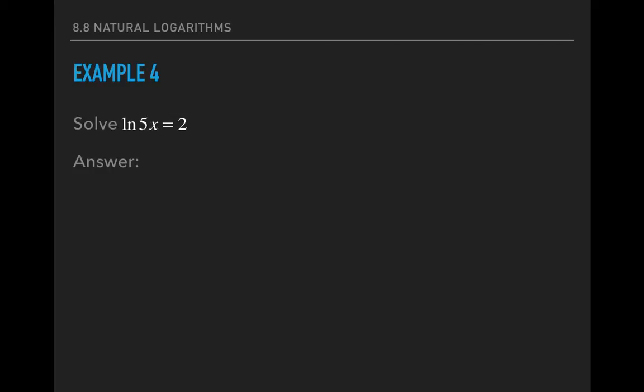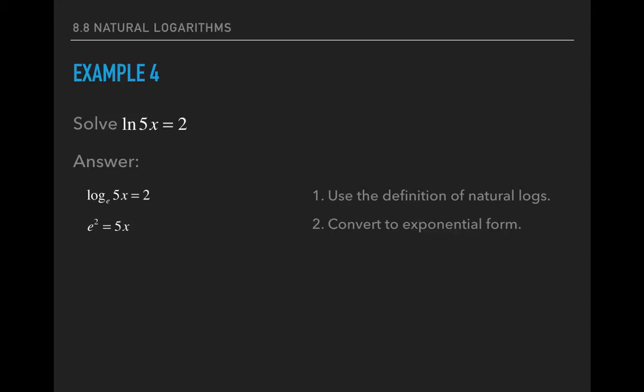Here's another example. The natural log of 5x equals 2. We want to solve. We're solving for x. I would encourage you to use the definition of natural logs here. ln is really log base e. Then you can convert to exponential form. e squared equals 5x. And solve for x. You're just going to take e squared and divide it by 5. Using your calculator, you'll get that to be about 1.4778.